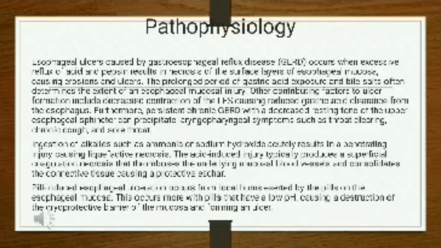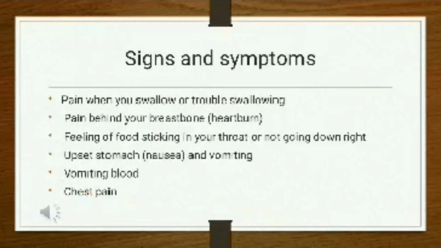Pill-induced esophageal ulceration occurs from local burns exerted by the pills on the esophageal mucosa. This occurs more with pills that have low pH, causing a destruction of the cytoprotective barrier of the mucosa and forming an ulcer. Most often, an esophageal ulcer is caused by a bacterium known as Helicobacter pylori, or H. pylori for short. The bacteria damage the mucosal lining of the esophagus. This makes the esophagus more susceptible to damage by stomach acid.